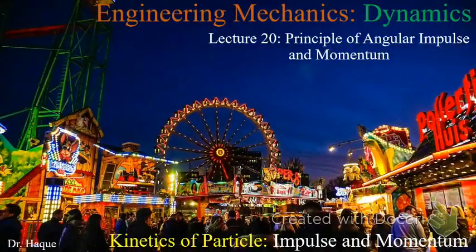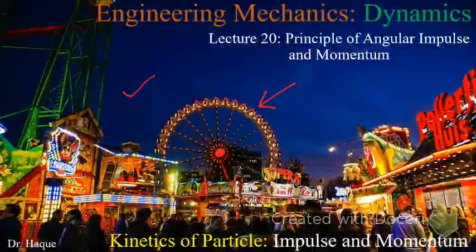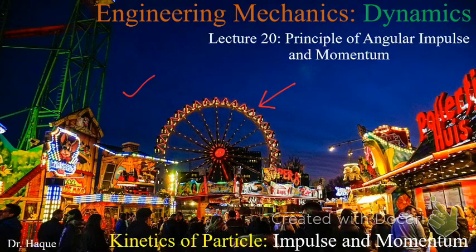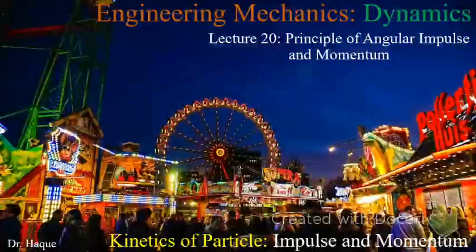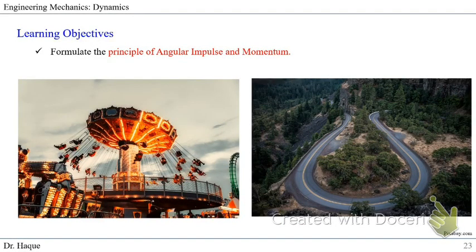One example of angular momentum, if you see this image here, the park, this rotating ride has angular momentum because it's rotating about this point in a circle. So you can apply angular impulse and momentum theory on those if needed. Let's see what our learning objective is. Today's learning objective is to formulate the principle of angular impulse and momentum. So we'll formulate the formula for angular impulse and momentum. And again, one example is this ride of the park.